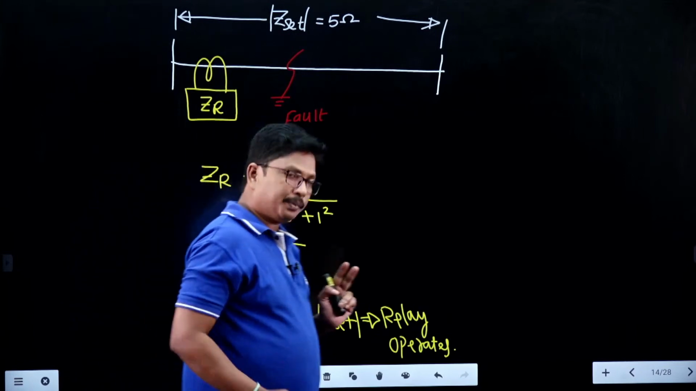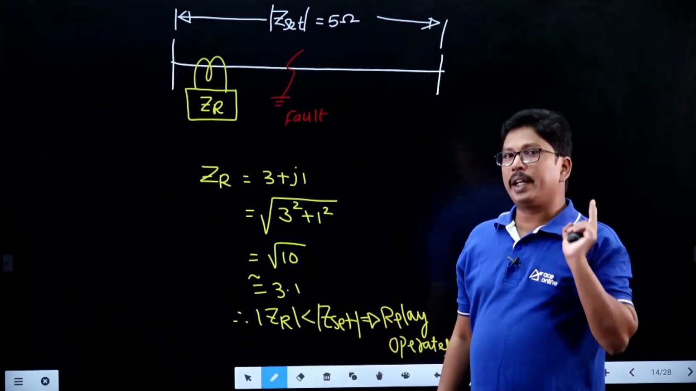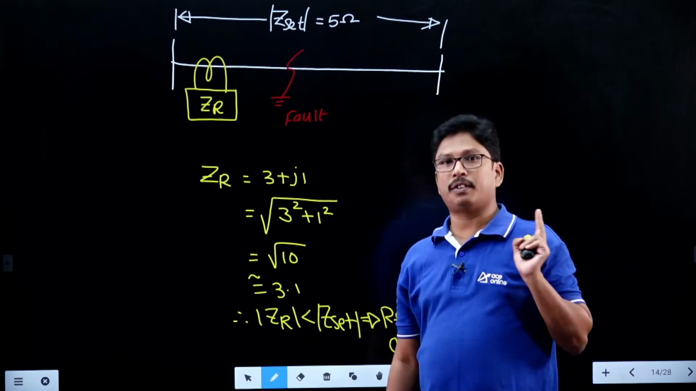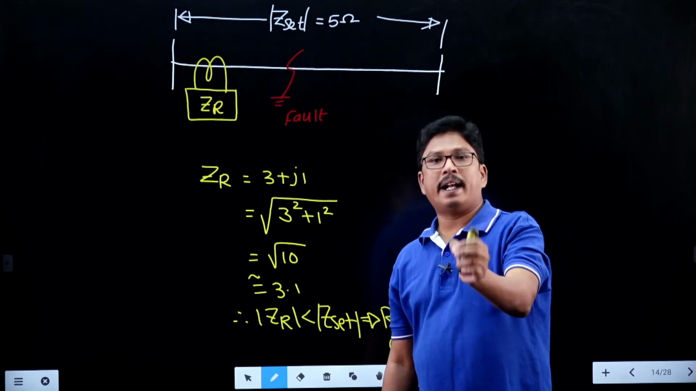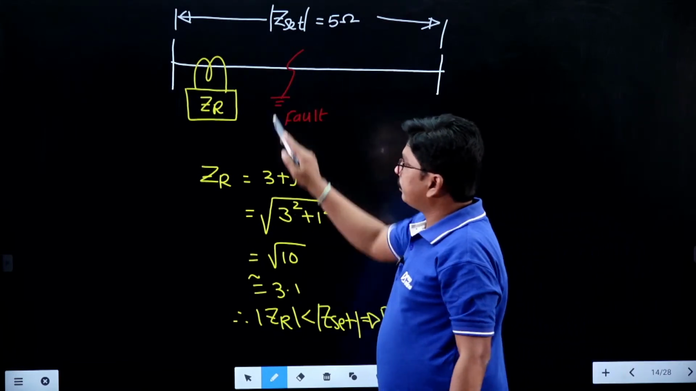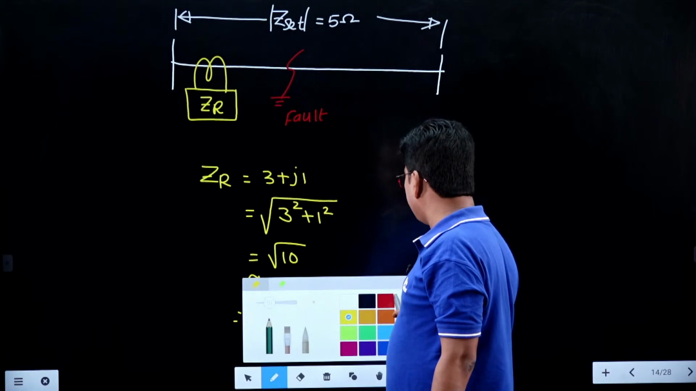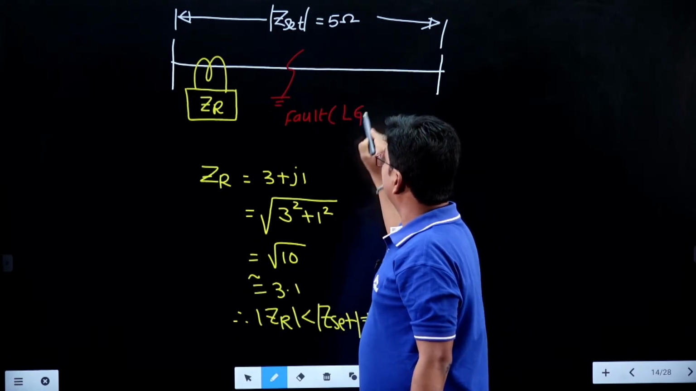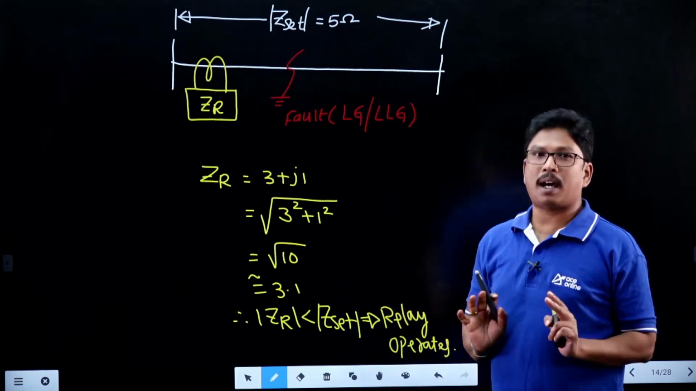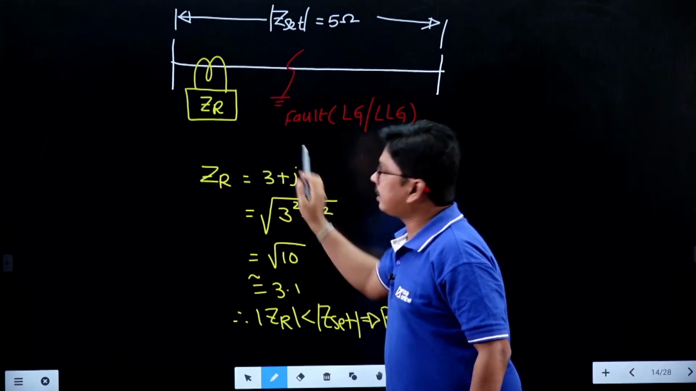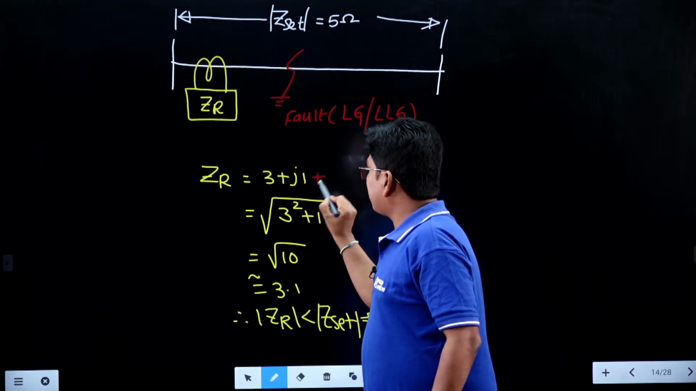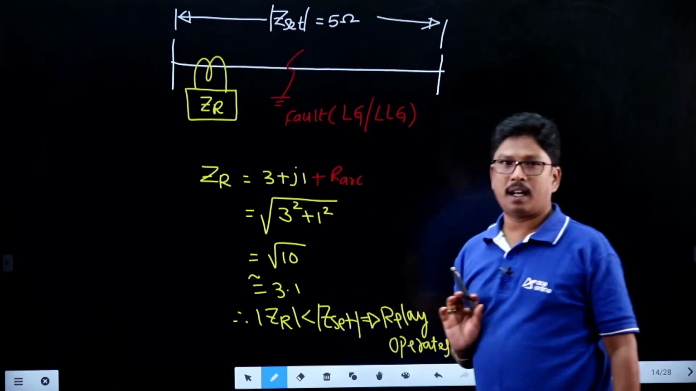Suppose the fault occurred is a grounding fault. Grounding fault means what? Arcing fault, and an arcing fault is adding some arc resistance. So if this fault is an LG fault or LLG fault, that fault is going to include some arc resistance, right? So along with this ZR, we are having some arc resistance. Suppose 3 plus j1 plus R arc we are having.